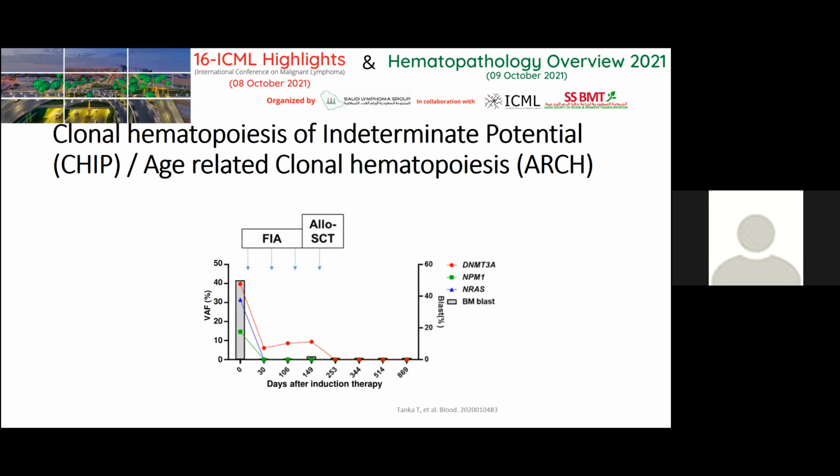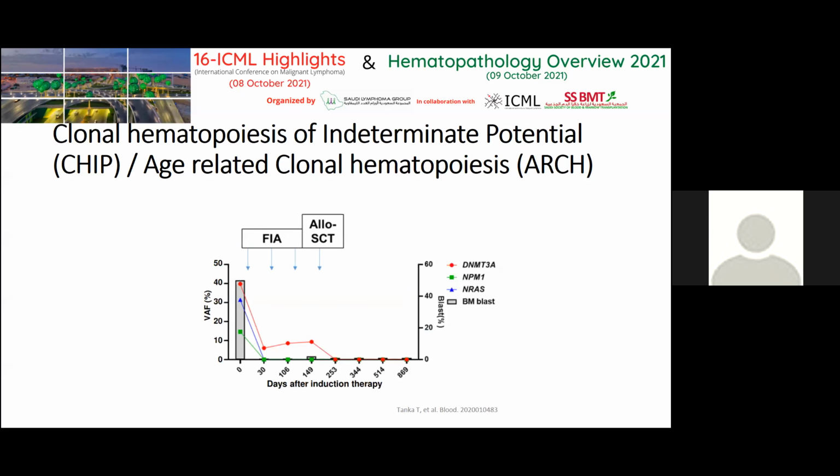However, they also found that allogeneic stem cell transplant, as we'd expect, is able to eradicate the mutation. So here the patient has a DNMT3A that is persisting, but once they are transplanted, the DNMT3A disappears. So in summary, post-treatment clonal hematopoiesis may be associated with phenotypic abnormality, but it's not necessarily residual AML.